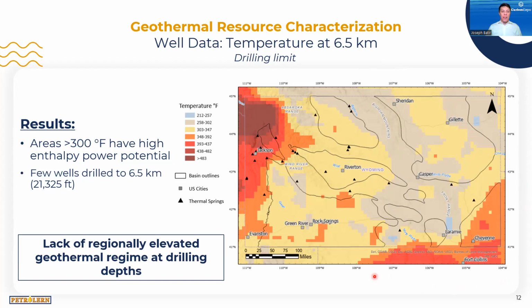Now, looking at this from a large scale, there is a lack of regionally elevated geothermal regime at drilling depths, which makes you wonder, is there this big, large scale anomalous thermal regime? Is there a large geothermal resource in the state of Wyoming? You do see Yellowstone, and this is kind of what we would expect if we saw pockets of geothermal energy potential. We would see spots like that showing up. You do start to see that down here again in the DJ Basin.